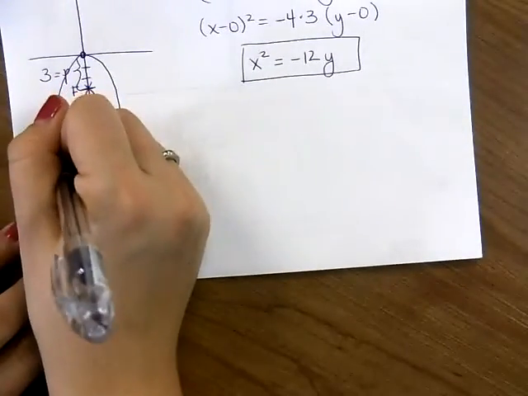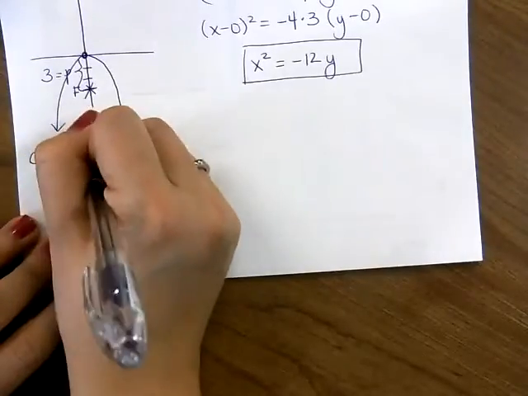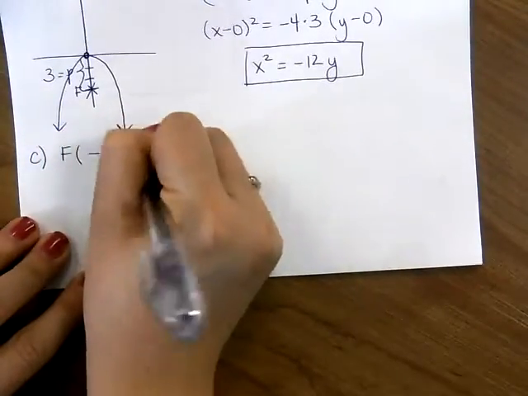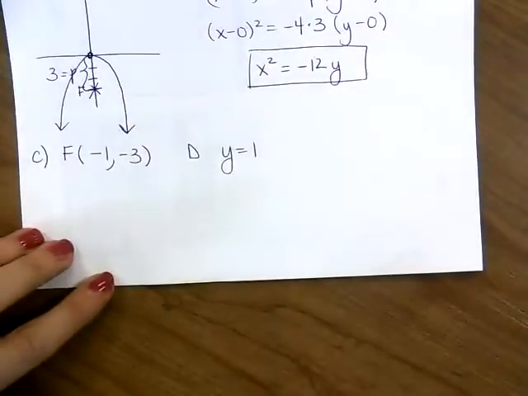Okay, now try this one. The focus is going to be at -1, -3, and the directrix is going to be at y equals 1.